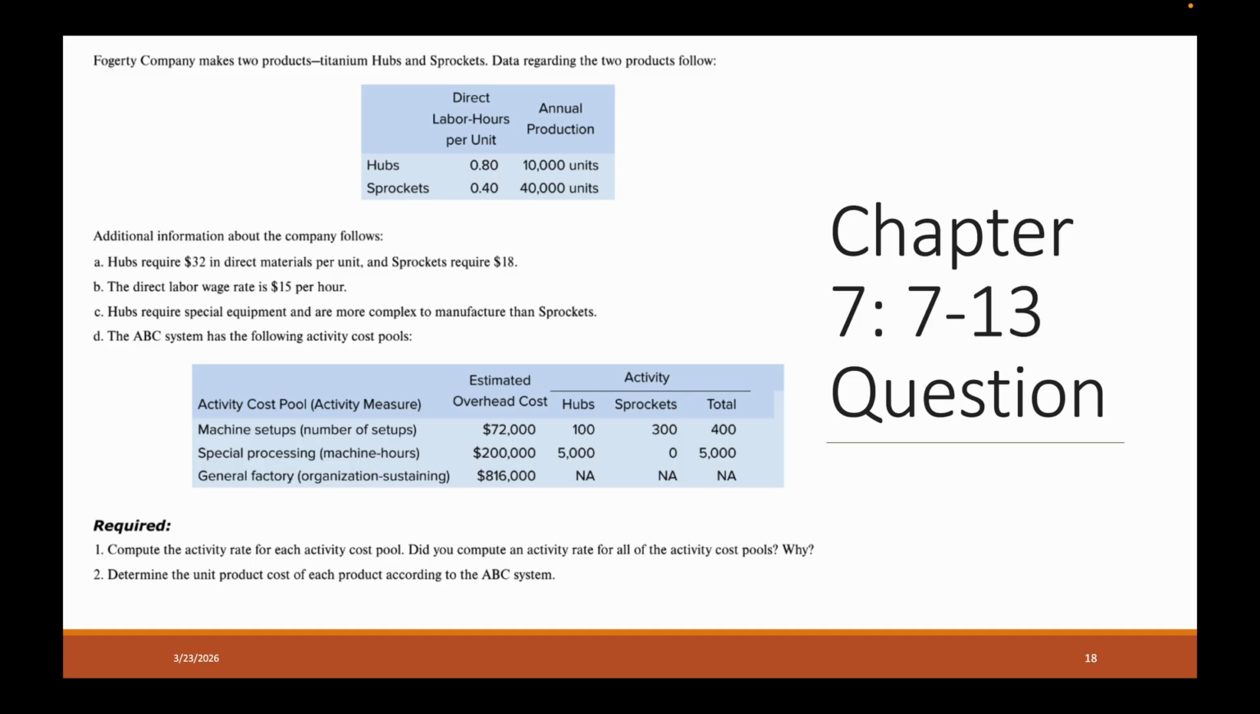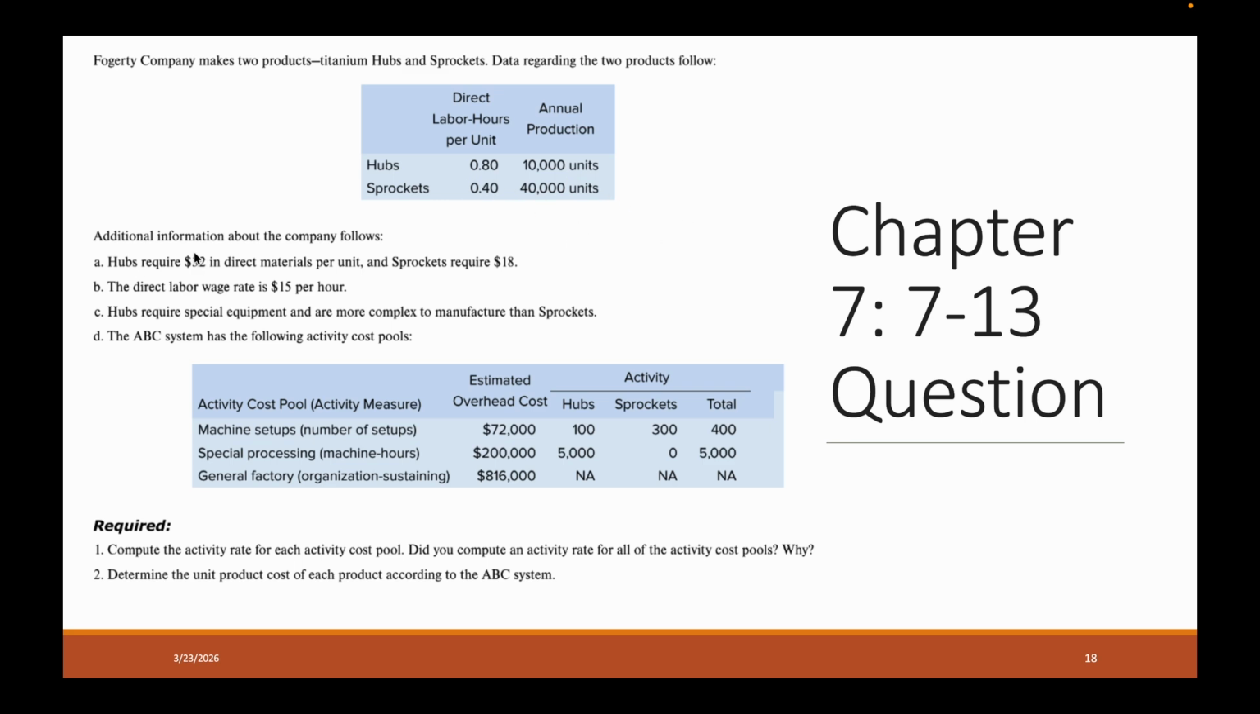Moving on to question 7-13, we're going to be looking at this exercise. Fogarty Company makes 2 products, titanium hubs and sprockets, and the data of the 2 products follows. So for the hubs, it's 0.8 direct labor hours per unit, and they produced 10,000 units of hubs. And for sprockets, it takes 0.4 direct labor hours per unit, and they made 40,000 units.